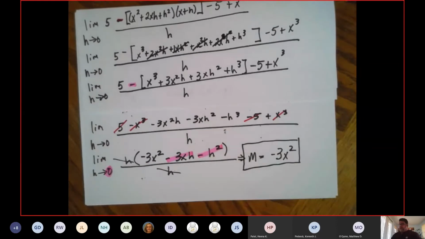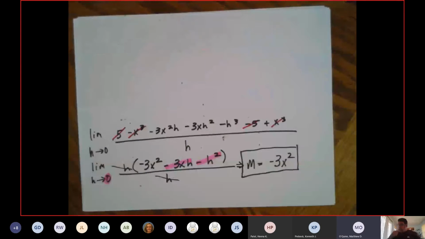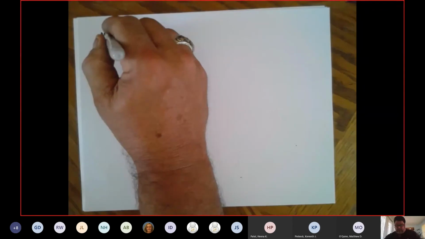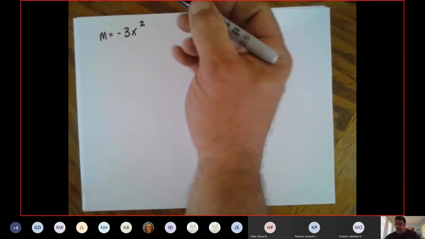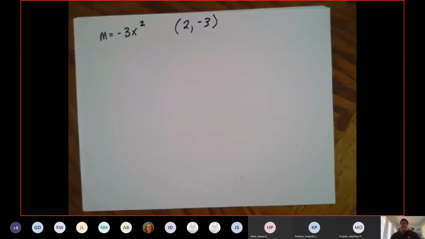Now I want you to take the next couple of minutes and find the slope and the equation at 2 and negative 3. So m, the equation of our slope, is equal to negative 3x squared, and our point is 2, negative 3. Okay, so I want y'all to finish the problem and find the slope. That's part 2, find the slope. And then part 3 is find the equation. Give y'all a minute or two.